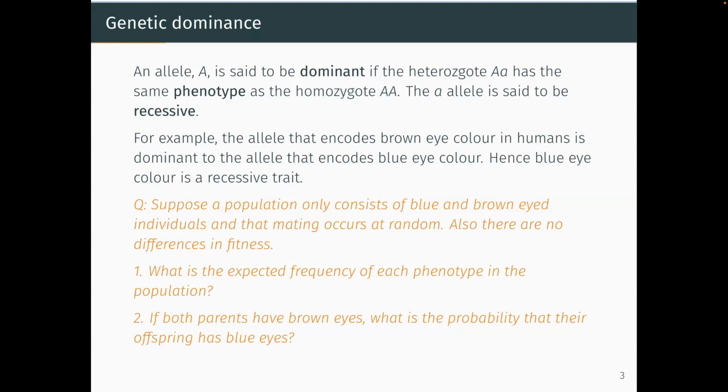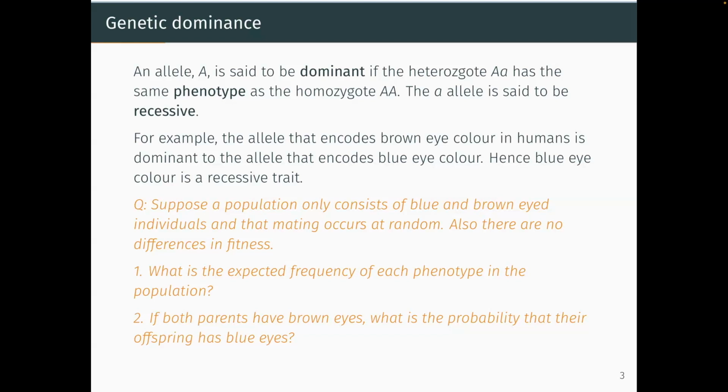A simple question to get us started and get you thinking about this. Suppose we have a population that only consists of blue and brown-eyed individuals, and that mating occurs at random. This is a large population, so we can treat things as being deterministic, and we don't have to worry about random effects.